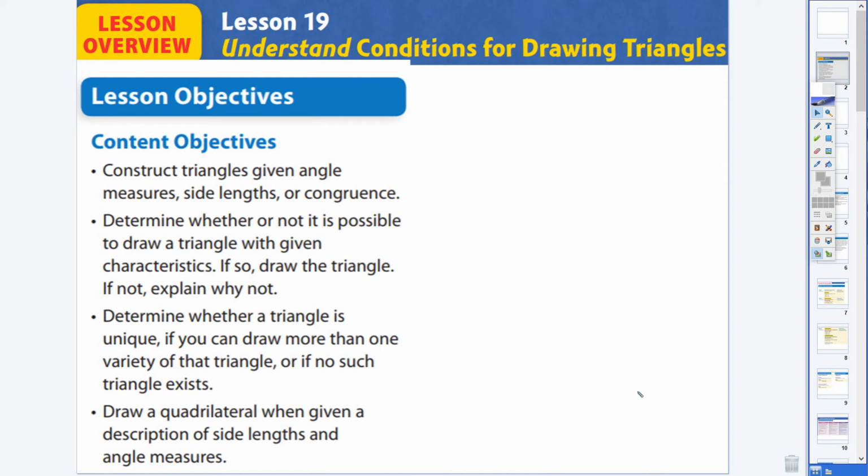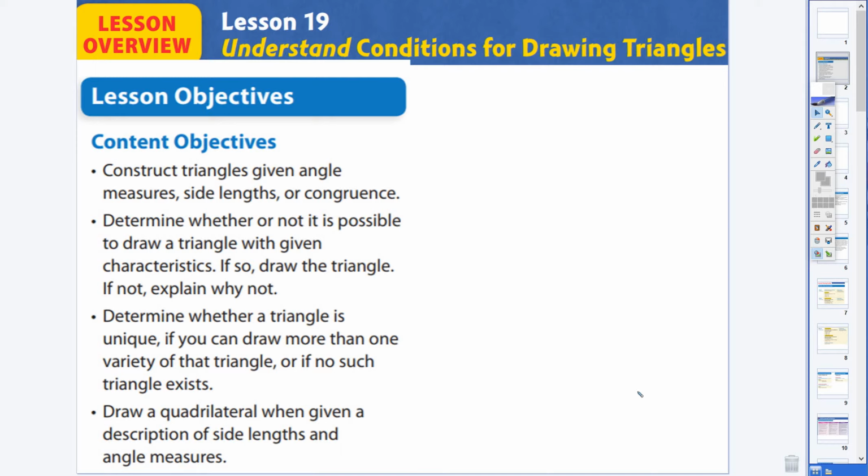Lesson 19. Understand conditions for drawing triangles. Lesson objectives. Content objectives. Students will be able to construct triangles given angle measures, side lengths, or congruence. Students will be able to determine whether or not it is possible to draw a triangle with given characteristics. If so, draw the triangle. If not, explain why not.